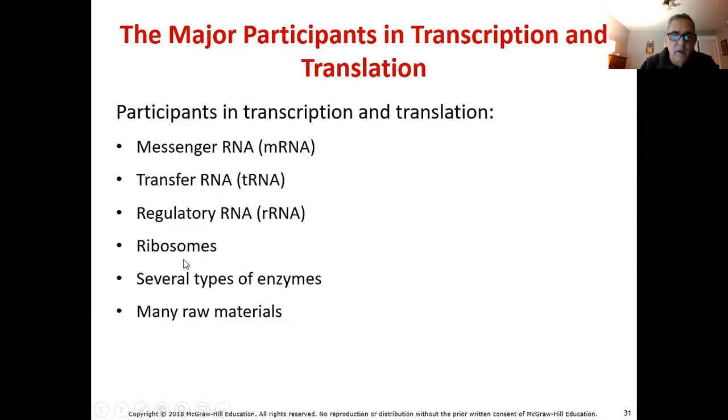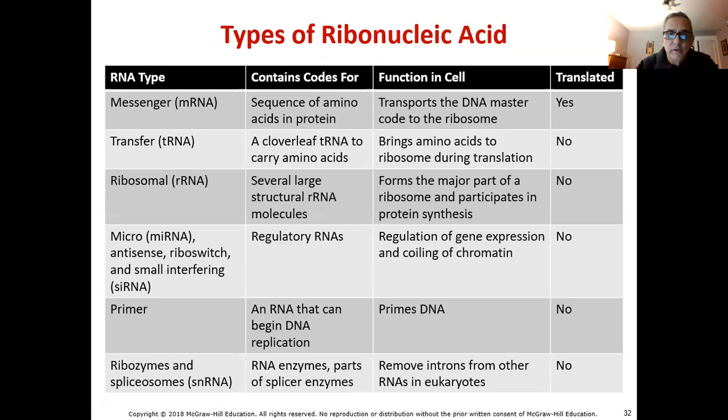There is another series of enzymes involved in protein synthesis. The raw materials are the amino acids that make up the proteins. So the message RNA has the sequence for the order of the amino acids. It transports the DNA master code to the ribosome, and it is translated. Transfer RNA brings amino acids to the ribosome during translation. It is not translated, only the message RNA is.